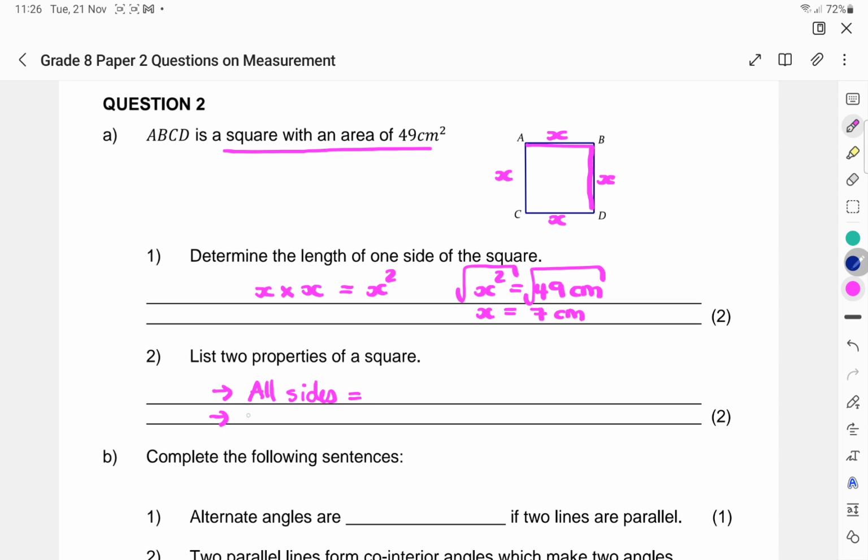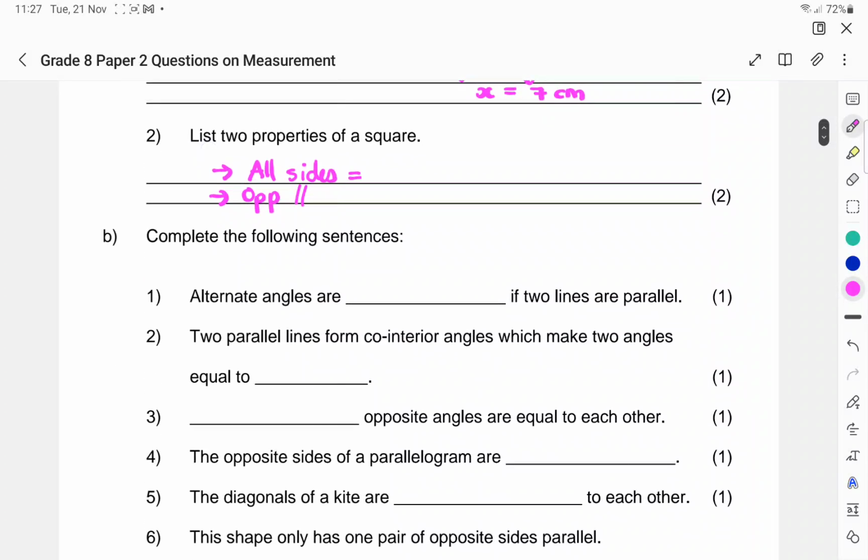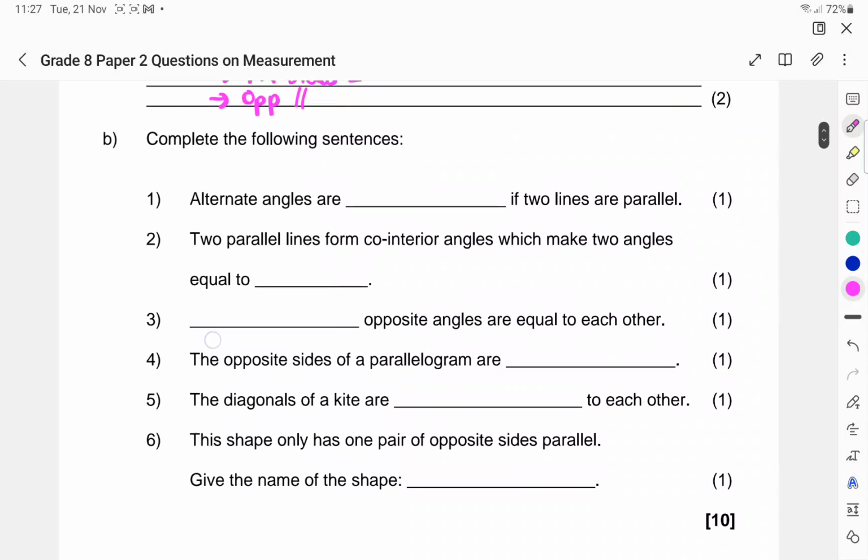You could have said opposite sides are parallel. You could have said that all angles inside equal 90 degrees. Yeah, any two properties over there. All right, and here they say to complete the sentences.